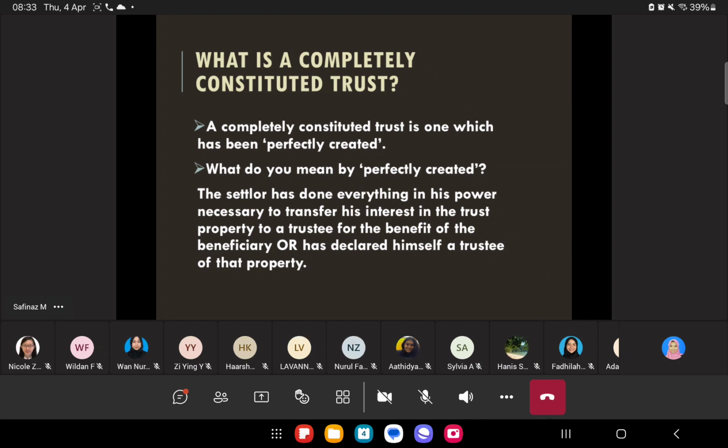Maknanya settlor tu dia dah buat everything in his power macam saya cakap tadi untuk pindah milik kepentingan dia dalam harta amanah itu kepada pemegang amanah untuk benefit, untuk faedah beneficiary. Ataupun kalau dia tak buat macam tu, dia declare diri dia sendiri sebagai pemegang amanah. Maknanya dalam second situation ni settlor tu juga adalah seorang pemegang amanah. So that is a completely constituted trust.